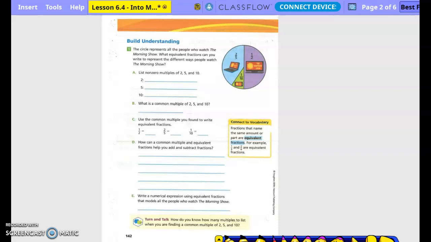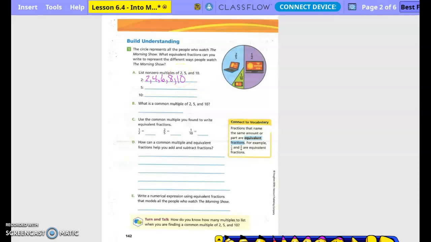So what are the non-zero multiples of 2, 5, and 10? So what they mean is you're not starting with 0. So you are going to start with 2 though, right? So 2, what's next? 4, 6, 8, 10. Okay, does that work?